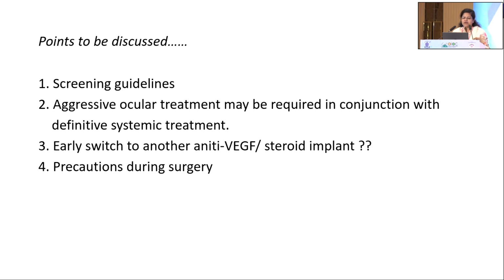So some points need to be discussed. Should we alter the screening guidelines? How aggressive should we be and which treatment? In optic neuropathy, we already use methotrexate and rituximab. I have not used these drugs for retinal conditions, but should we switch to them? Third is early switch to another anti-VEGF or steroid. If anybody has experience using these drugs, because I have also switched to a dexamethasone implant.